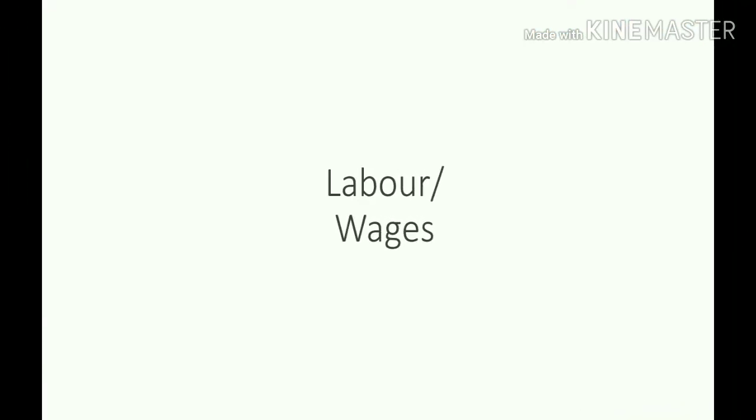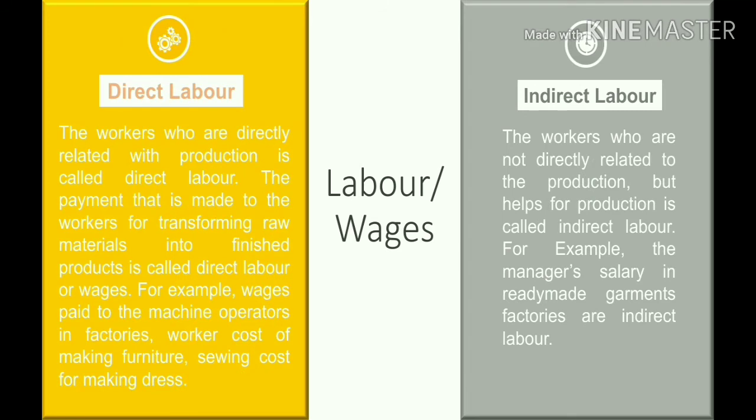Labor and wages. First, direct labor. The workers who are directly related with production are called direct labor. The payment that is made to the workers for transforming raw materials into finished products is called direct labor or wages. For example, wages paid to the machine operators in factories, worker cost of making furniture, sewing cost of making dress.